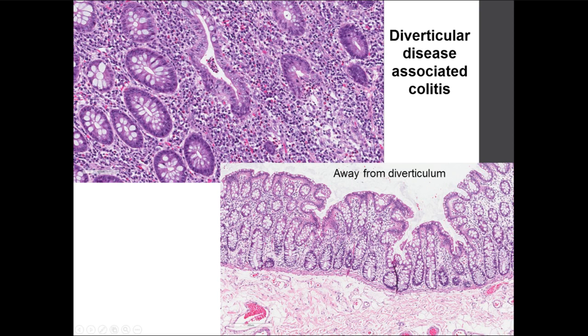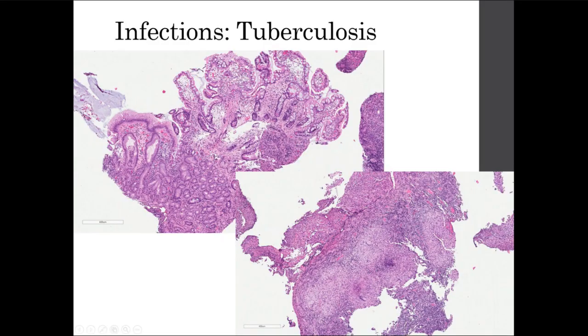So, a perfect picture of chronic active colitis, but what we have to pay attention to in this particular disease is this is limited to the diverticulum. When you look at the mucosa adjacent to the diverticulum, it looks absolutely normal. And it's segmental because it only affects the segment of the diverticulum.